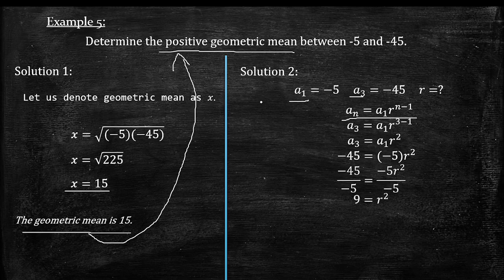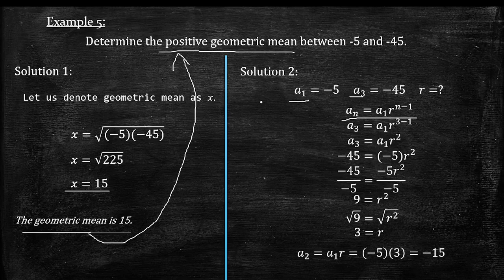So, find the square root of both sides. So, square root of 9 is equals to square root of r squared. R is equals to positive 3. So, the common ratio is positive 3.